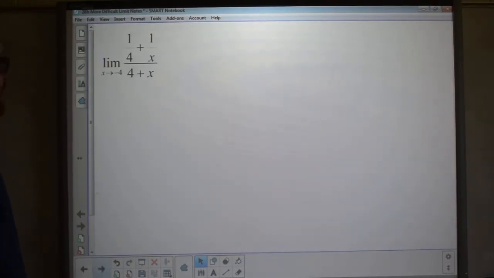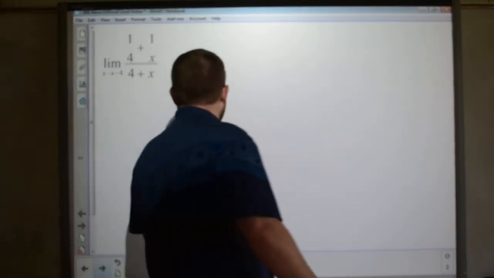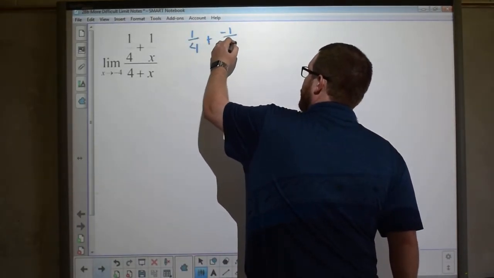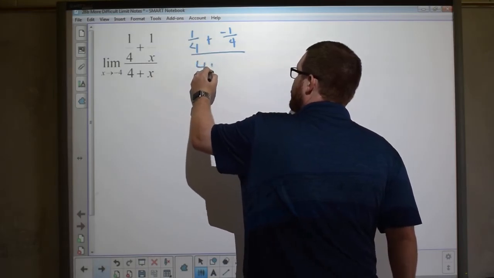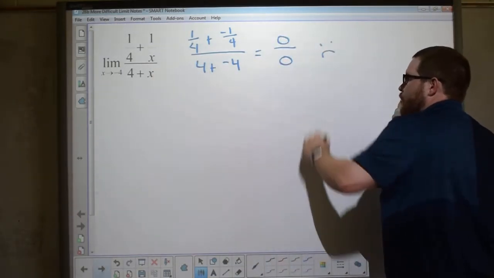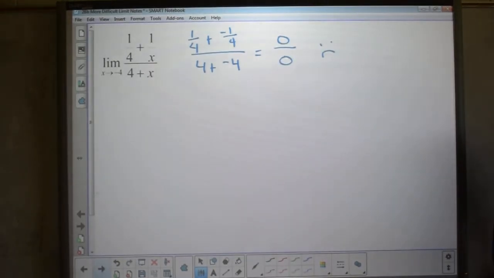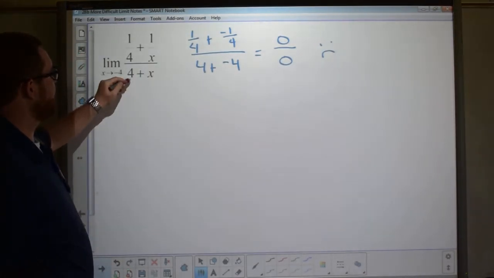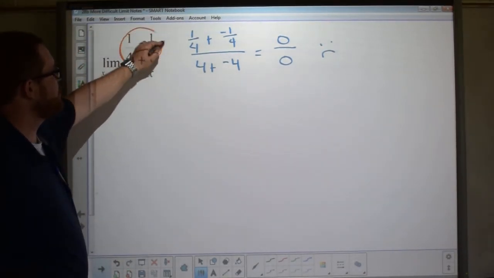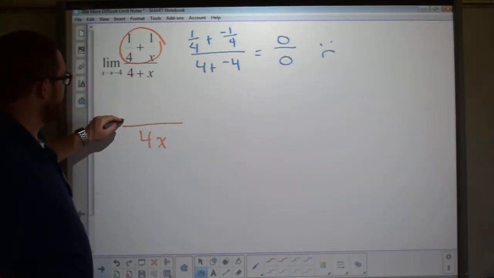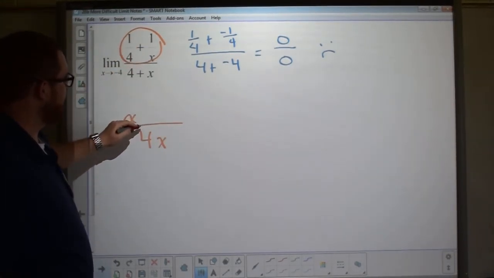So here I see a fraction. Always try to plug it straight in first. So I have 1/4 plus negative 1/4 over 4 plus negative 4. So that's 0 over 0, the thing I don't want to get. That means I have more work to do. So let's combine this all together on top to make one fraction. Common denominator is 4 and an x. This one needed the x. This one needed the 4.